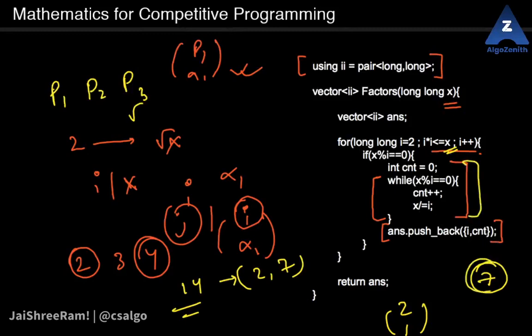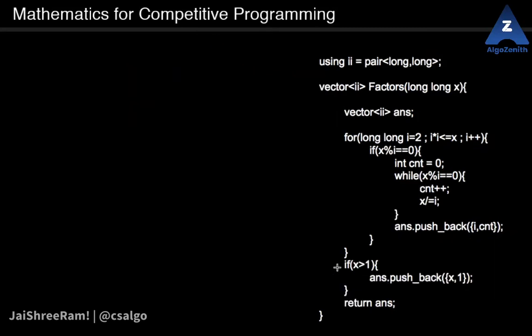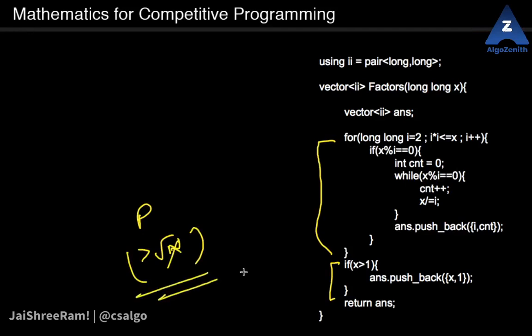Now once this loop ends, this 7 is still there in x, right? We noted that one of the factors can be greater than root n as well, so we need to adjust for that in the prime factorization: if x is greater than 1 at the end of this loop, that means something is left out, and that is the one prime that we talked about, which is greater than root x. So just take that prime separately, and that's your whole factorization of the number, right?